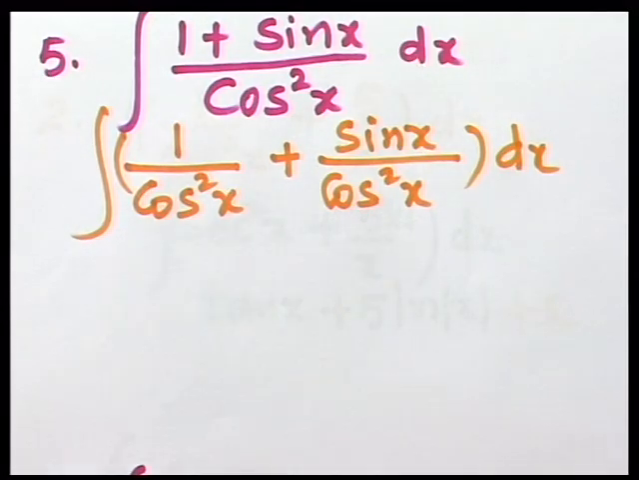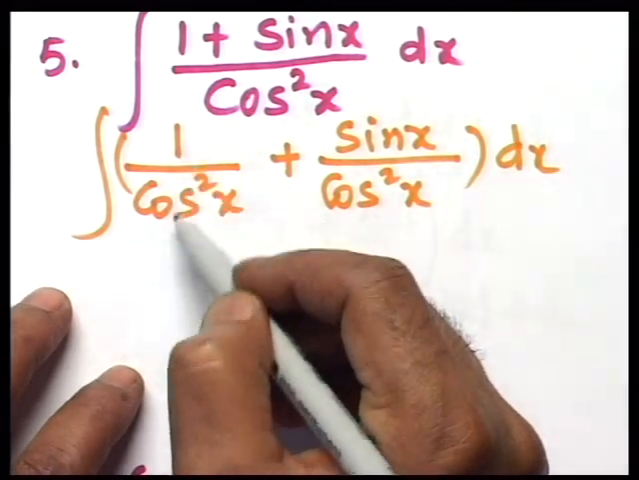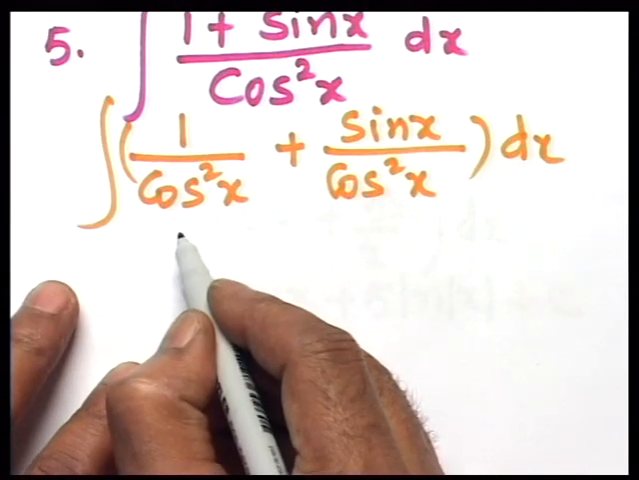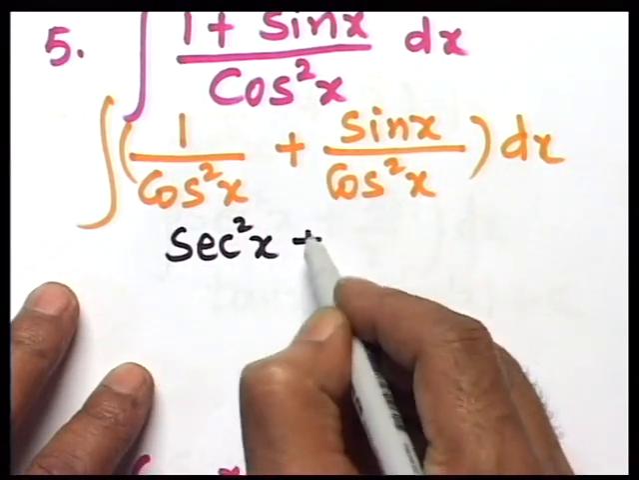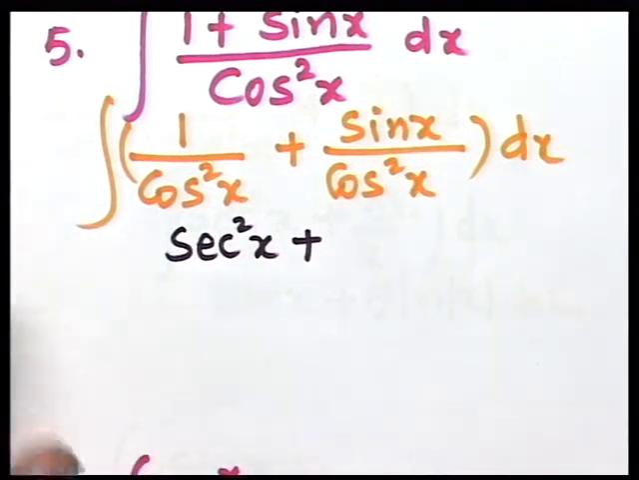We changed them into standard form. That is a standard form. So that's a sec square x. Watch, sec square x. Plus, this we can't do again, right?